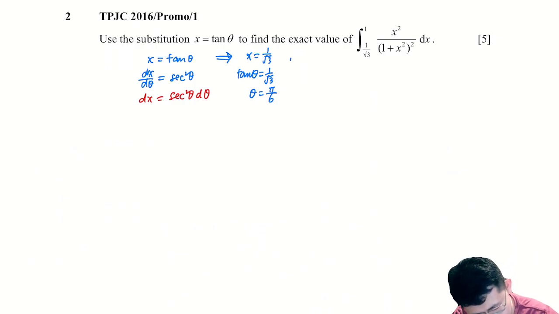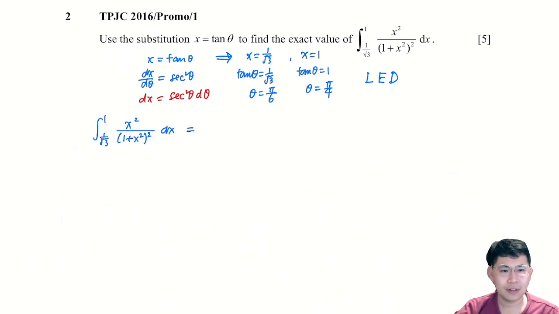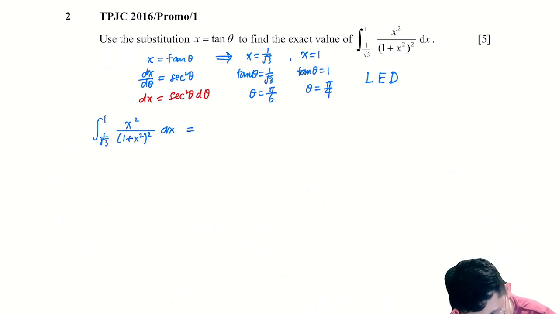Okay, now in the same way, when x is equal to 1, we have tangent theta equals to 1. So theta over here would be 45 degrees, pi over 4. Okay, so this is how we start this equation. We have the limits to change, the expression to change, and the differential to change. So let's start with this question formally. This integral over here, now let's replace in one shot.